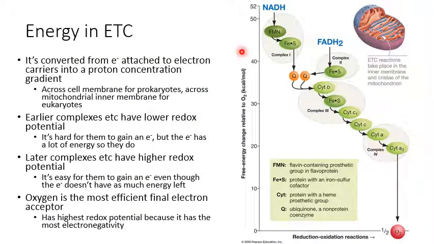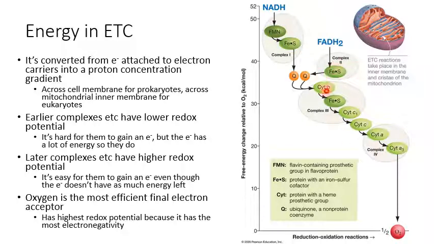So this graph is showing the energy associated with electrons as they move through the electron transport chain. You start out with those electrons on NADH or on FADH2, and you end up with the electrons on oxygen. So you can see that as the electrons move through the electron transport chain, they are losing energy.